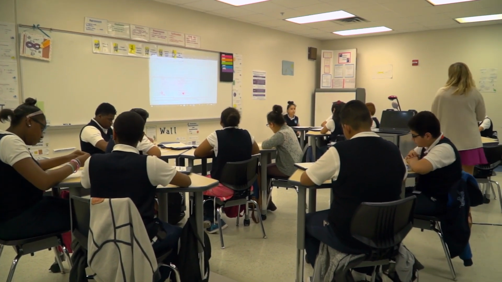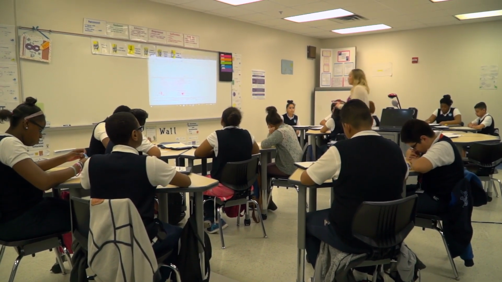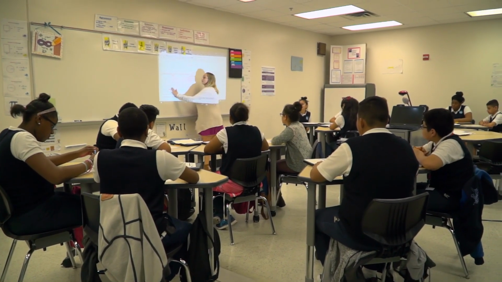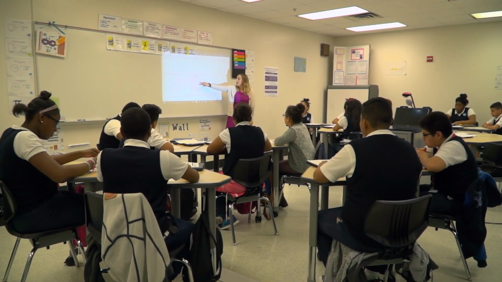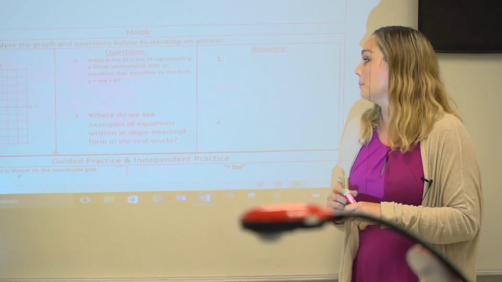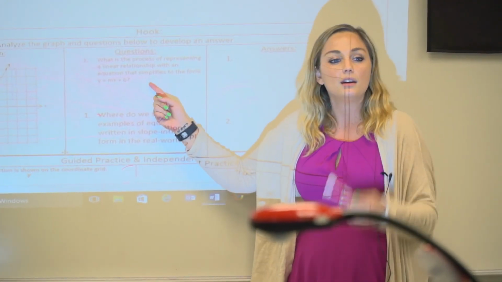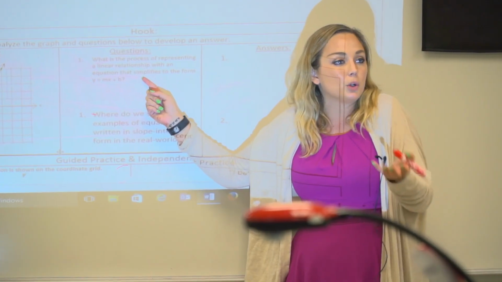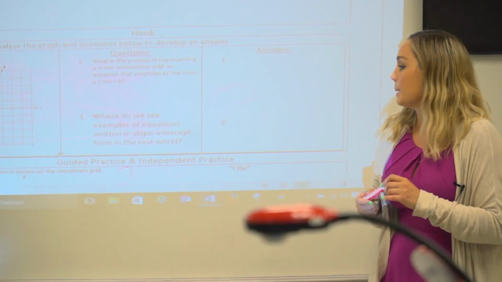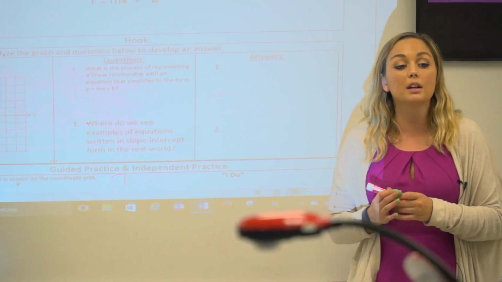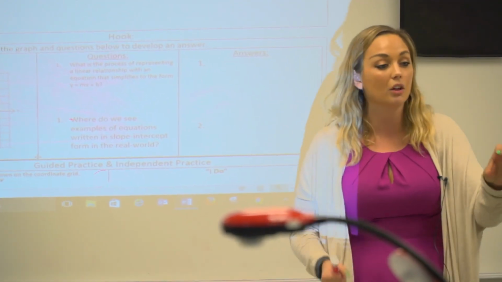There are a couple questions that I have for you, and I want you to work with your partner to find the answer using technology. First question, what is the process of representing a linear relationship with an equation that simplifies to the form y equals mx plus b? And then because we know we're preparing for the real world, where do we see examples of equations written in slope-intercept form in the real world? I'm going to give you 4 minutes to use technology, access that background knowledge, and work with your partner to find that answer. Go ahead.